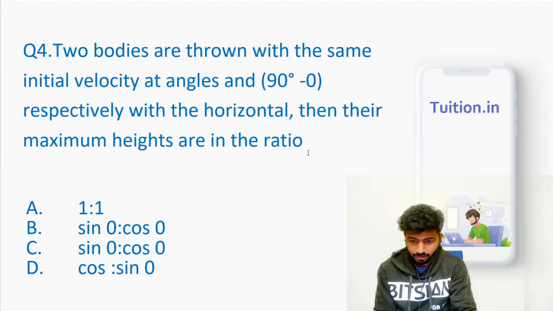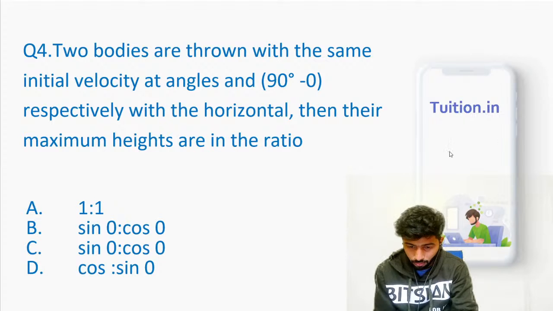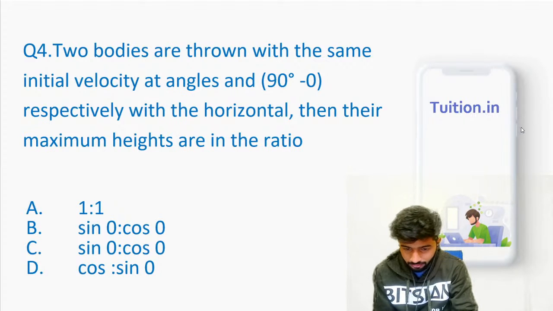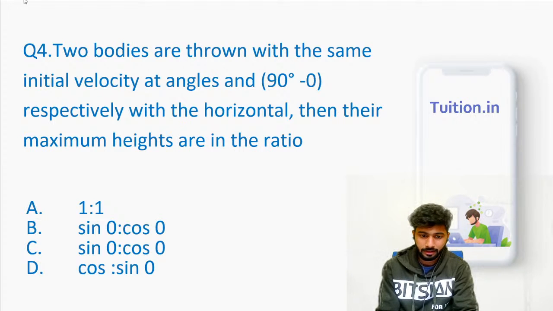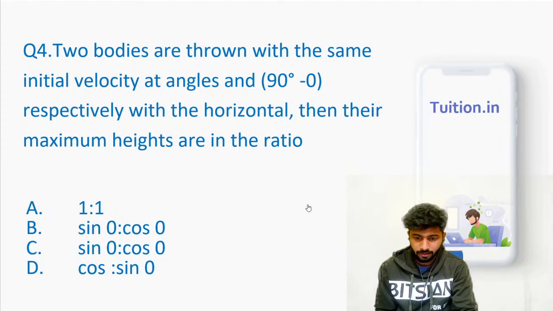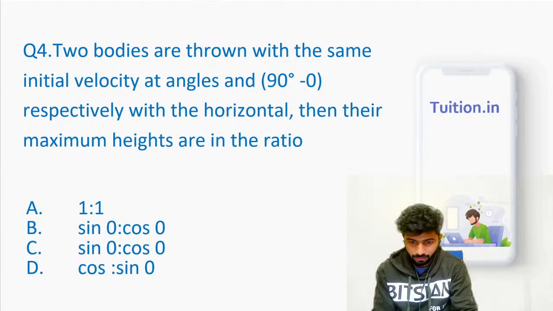Right, this is question number 4, isn't it? Okay, questions are getting triggered on their own. Treat it as theta and 90 minus theta. That is what it is, right? This is question number 4, right?